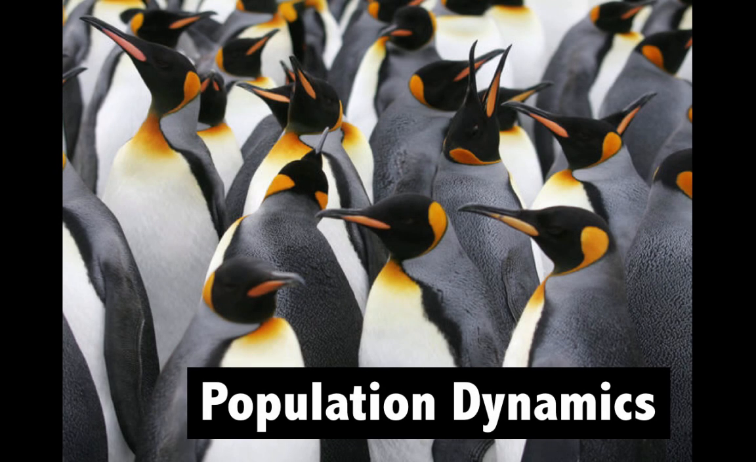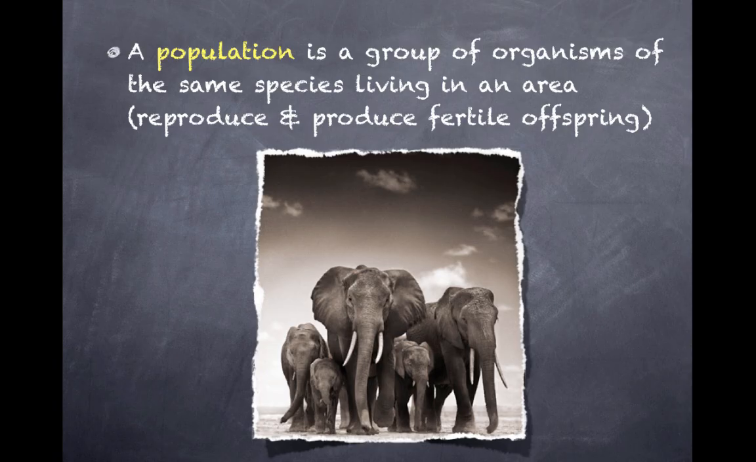Population dynamics. A population is a group of organisms of the same species living in an area. If you recall, a species is a group of organisms that can reproduce and produce fertile offspring. Fertile offspring means that, for example, two elephants will produce baby elephants. Those baby elephants can then grow up to produce their own baby elephants.